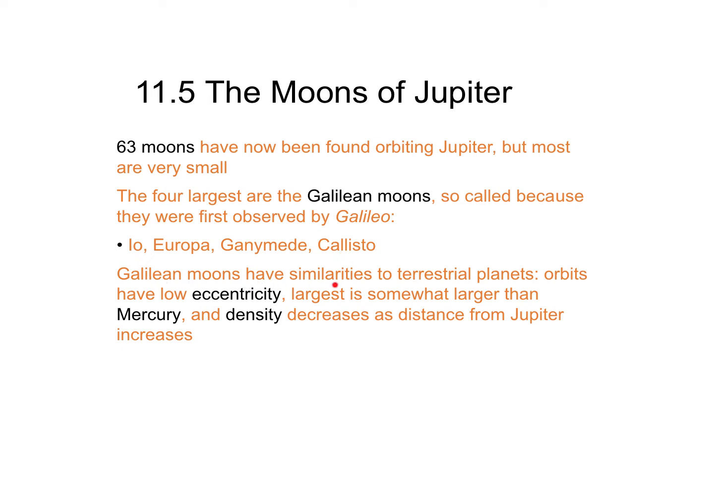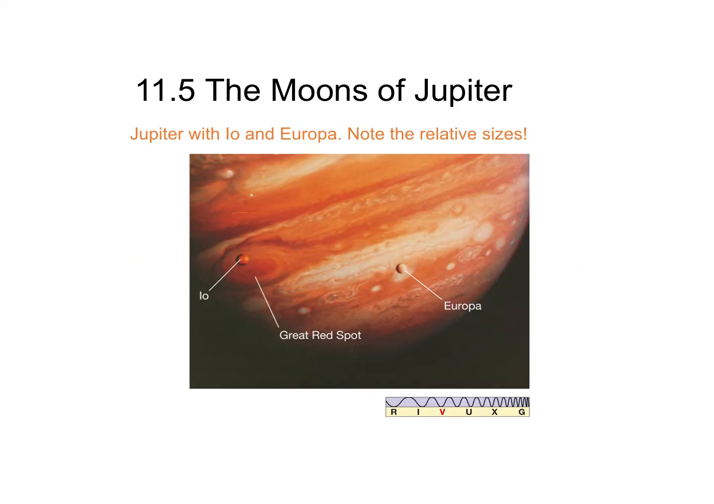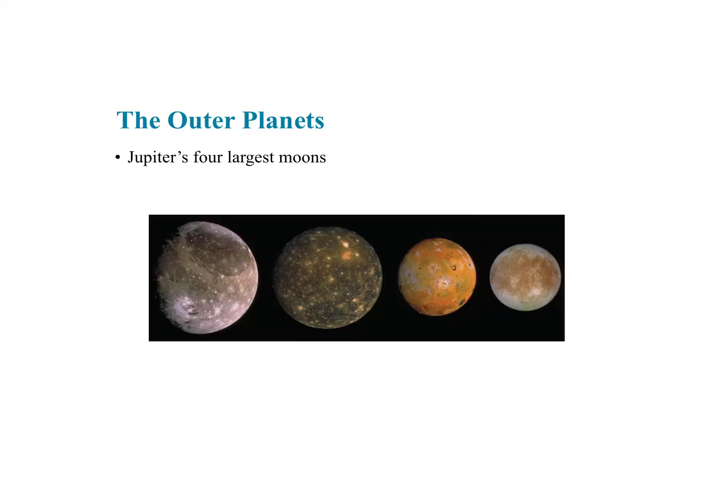The Galilean moons have similarities to the terrestrial planets. The largest of them is somewhat larger than the planet Mercury, and their density decreases as the density of Jupiter increases. Here's a picture of Jupiter. You can see the Great Red Spot, and also you can see the moon Io and the moon Europa. And here we see a shot of Jupiter's 4 largest moons. You can see their comparative sizes.